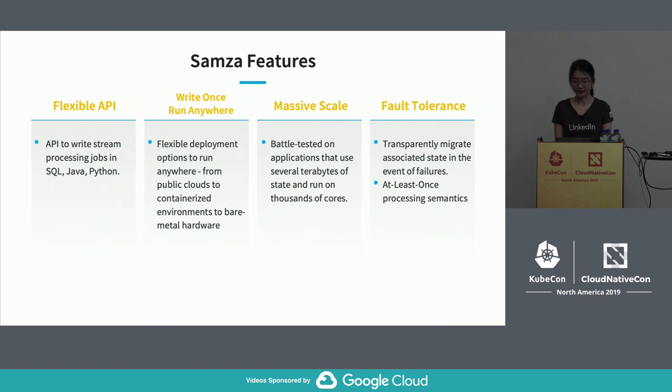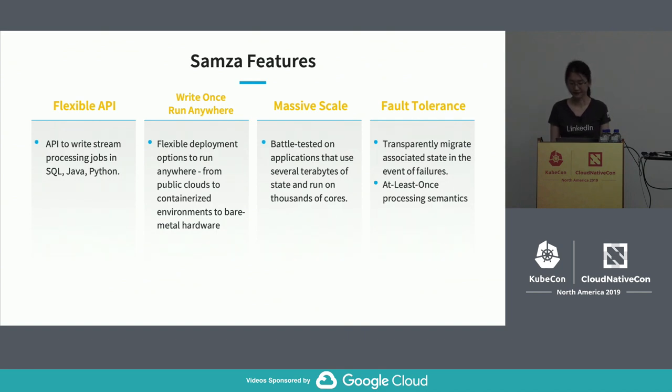This slide shows Samza features. Samza provides flexible APIs in SQL, Java, and Python. It has a flexible deployment model for running applications in any hosting environment, and with cluster managers like YARN and Kubernetes. So the same Samza job code can run everywhere, from public cloud to a containerized environment to bare metal hardware. Massive scale: Samza provides first-class support for local state and supports incremental checkpointing of state instead of full snapshots. This enables Samza to scale to applications with very large state. Samza supports applications that use several terabytes of state and run on thousands of cores. This empowers multiple large companies, including LinkedIn and so on.